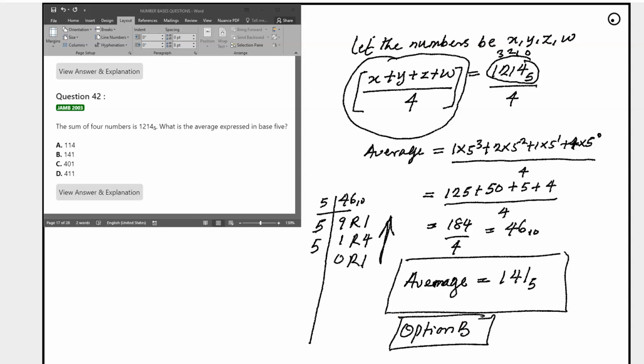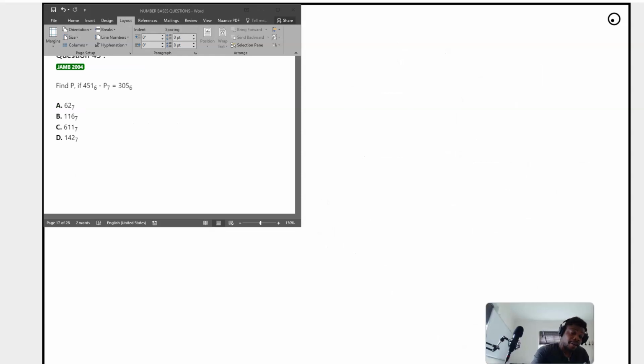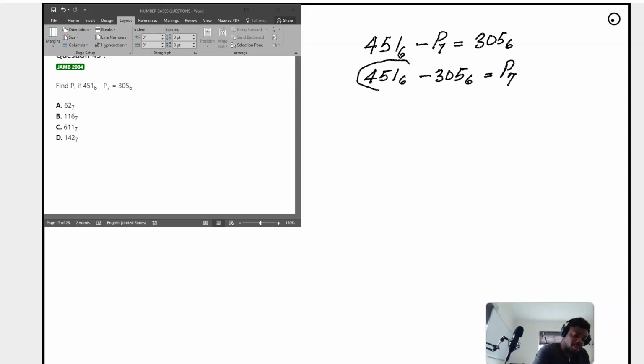Good. The next question here, find P. We have 451 base 6 minus P base 7 is equals to 305 base 6. Let's take all the numbers with base 6 on one side. So this is P base 7. This one, they are in the same base, so I can just subtract 305 base 6.